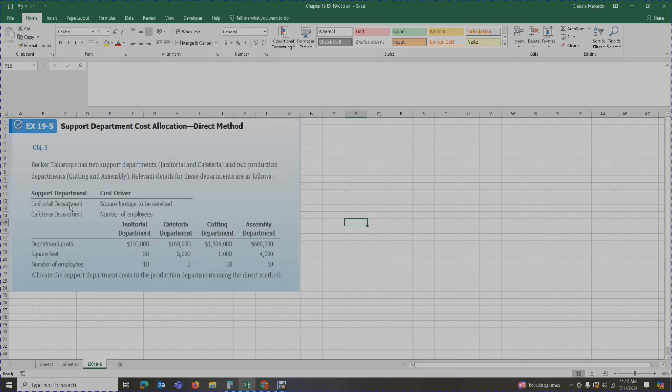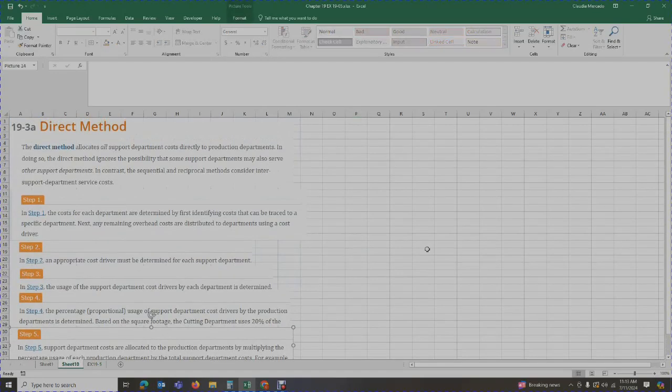Okay, so what we're going to do is, the janitorial and the cafeteria department would not need to be there if it was not to service the cutting and the assembly department. So whatever expenses we are incurring to have the janitorial and cafeteria department will be allocated to the cutting and assembly department as needed, based on the cost drivers. Okay, so let's look at, we are focusing on the direct method in this particular problem.